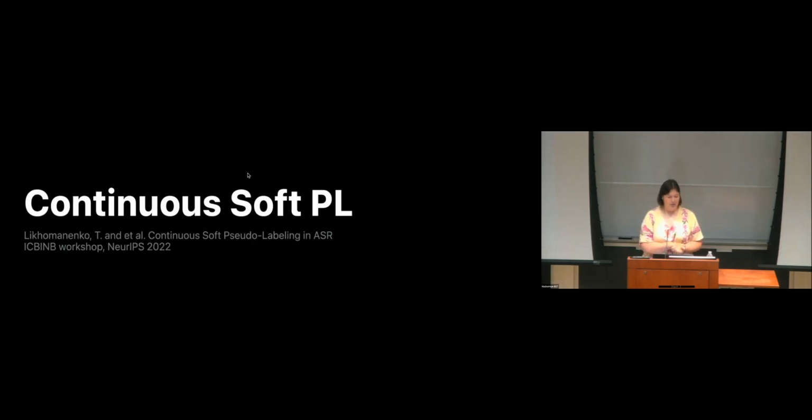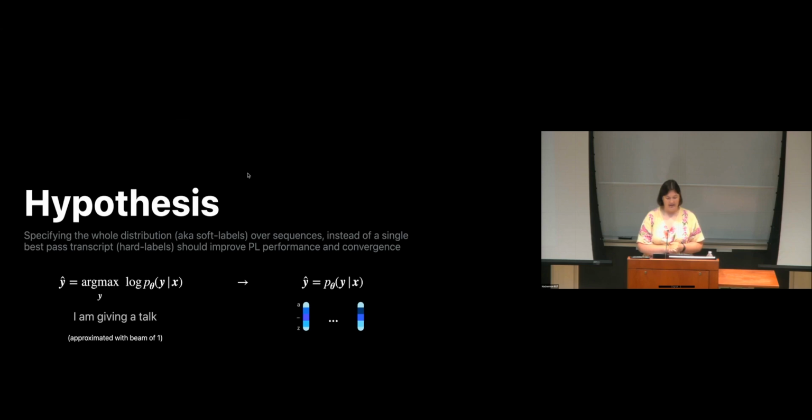Okay, so why do we stop at the hard labels? How about going to soft labels? We asked the same question, and we thought, if you specify the whole distribution, I know more about the data. I even know about all the sequences and what the possible transcriptions could be. Why not use that? Let's try that.